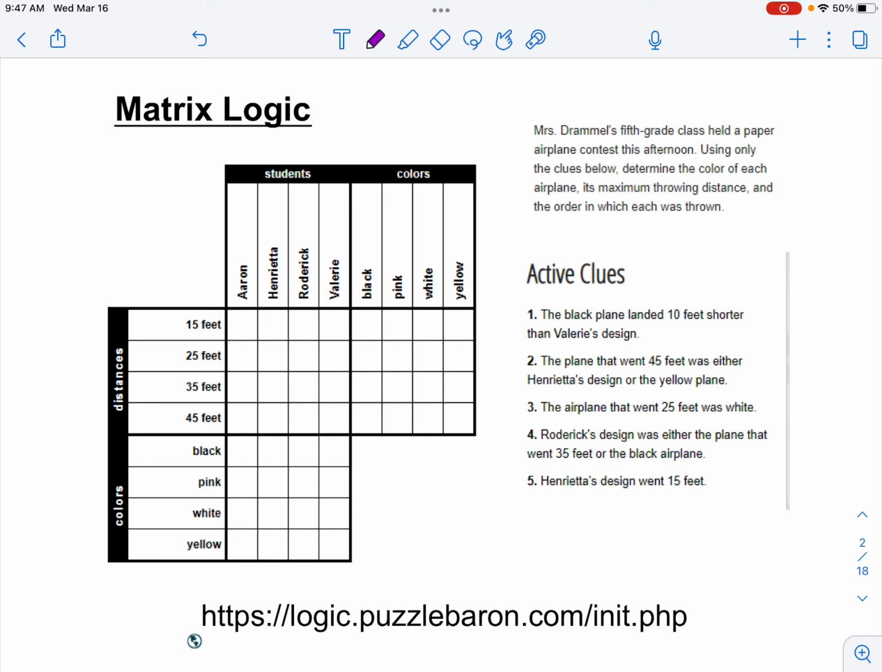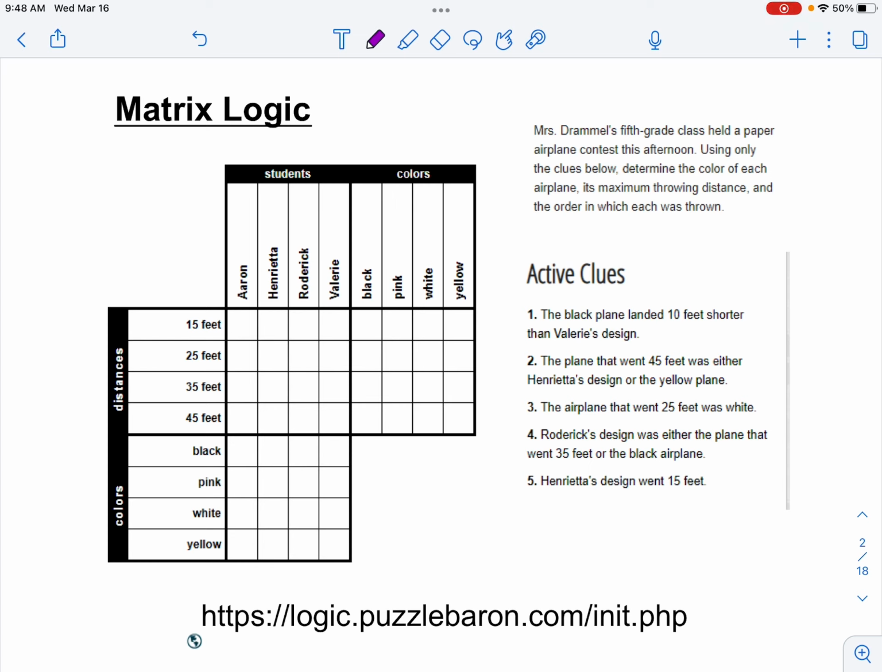Okay, so it says Mrs. Dramel's 5th grade class held a paper airplane contest this afternoon. Using only the clues below, determine the color of each airplane, its maximum throwing distance, and the order in which each was thrown. So we have 4 students, Aaron, Henrietta, Roderick, and Valerie. And we have 4 airplane colors that they each threw, black, pink, white, and yellow. And then we have 4 distances that they each landed, 15, 25, 35, and 45. You have to figure out who threw which colored plane and how far they threw it. And then they gave us 5 clues over here.